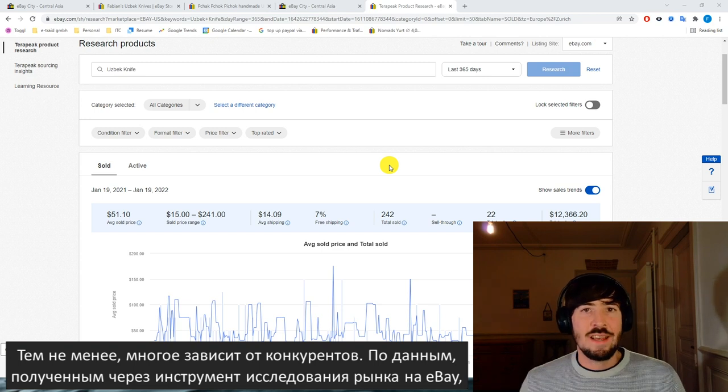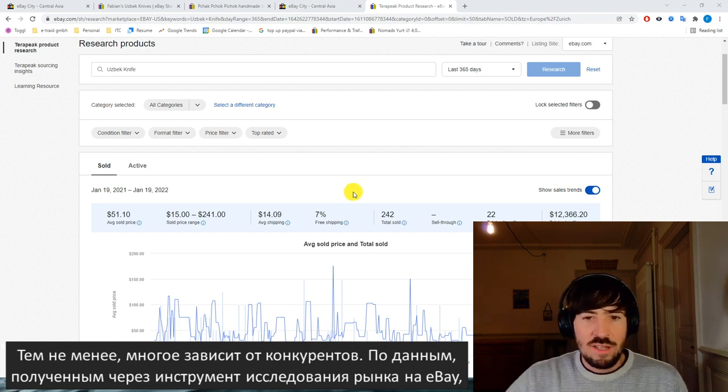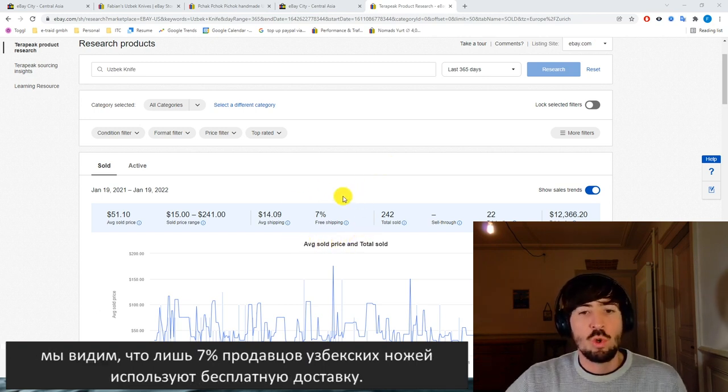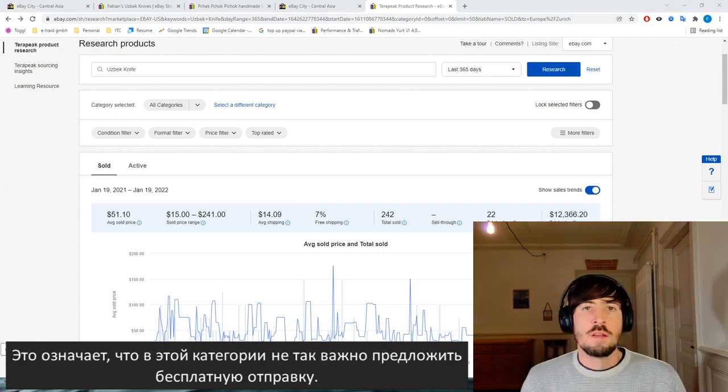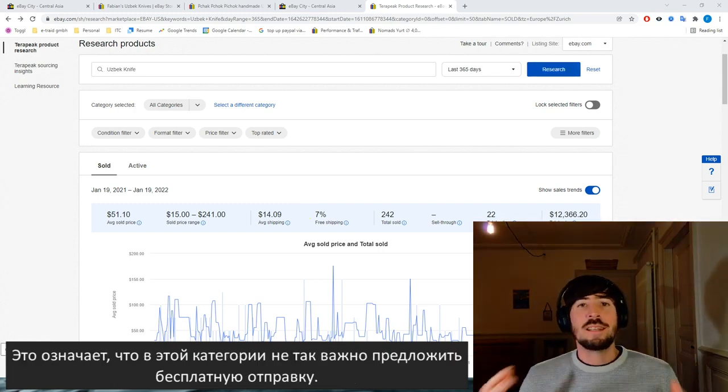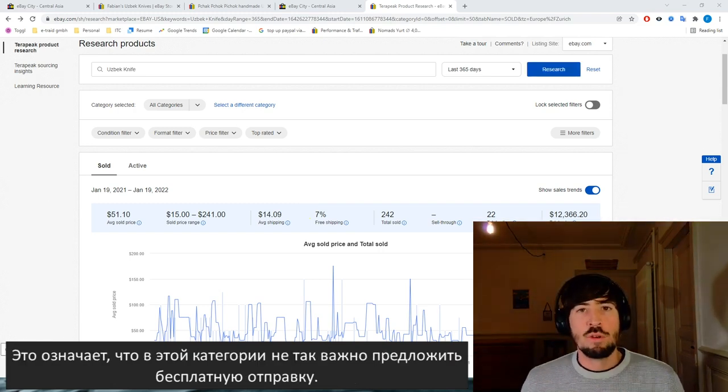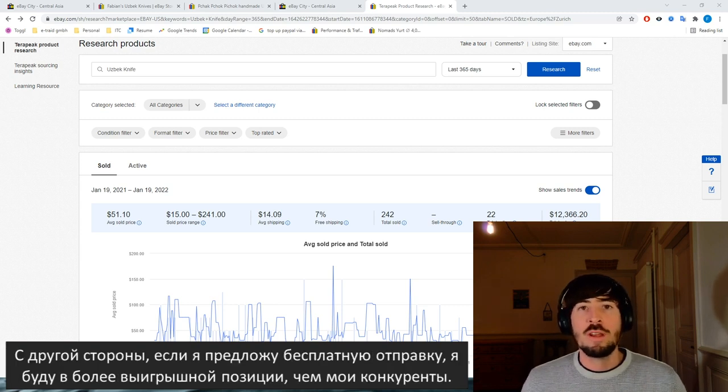So in this example for Uzbek knives, we can see here in the eBay research tool that only 7% of the sellers selling Uzbek knives use free shipping. This means two things. In this category, it's not that important to offer free shipping. On the other hand, if I do offer free shipping, I have a very good opportunity to be better than my competition.